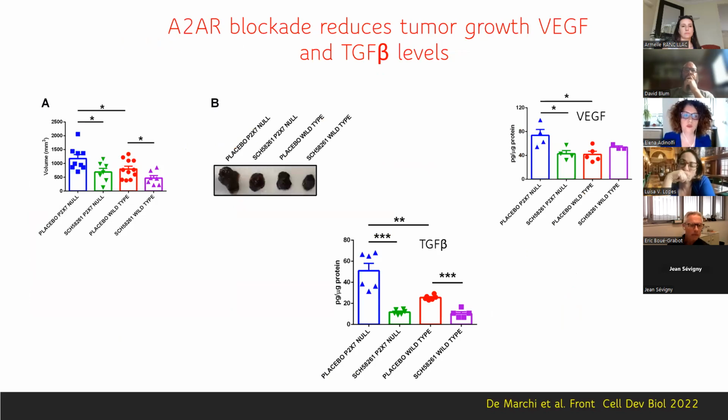So we then decided to see what happens to tumor growth if we block the A2A receptor. And so we administered this A2A antagonist, SCH something, both in the P2X7 null and the wild type mice. As you can see here, the A2A antagonist was able to reduce tumor growth both in the knockout mice and in the wild type mice. And interestingly, it seemed able to normalize, or significantly reduce, TGF-beta levels in both of our models, but VEGF was reduced only in the P2X7 knockout mice.